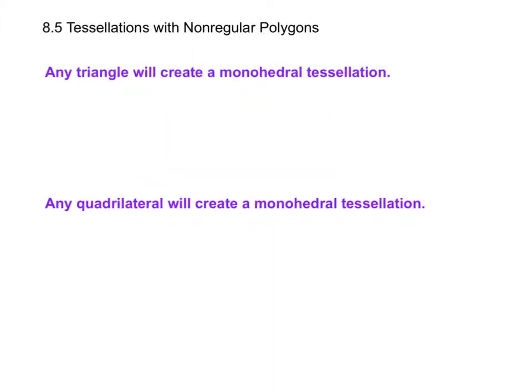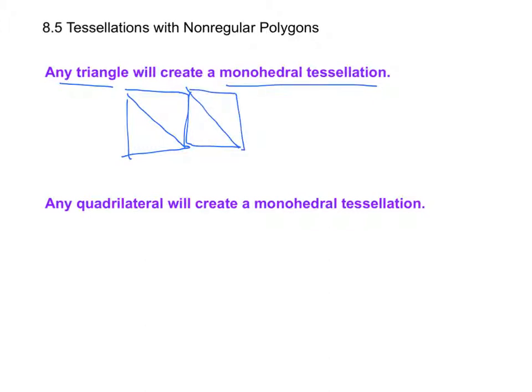So now we have a couple conjectures about tessellations. So first, any triangle will create a monohedral tessellation. So you can have right triangles that create a monohedral tessellation. You can have weird triangles, and they'll still create somehow a monohedral tessellation. And any quadrilateral will also create a monohedral tessellation.